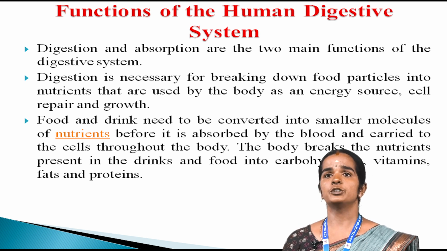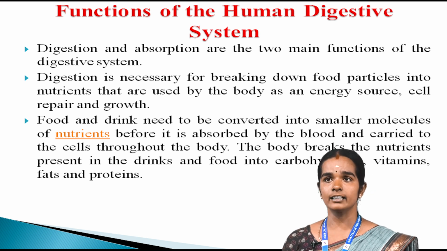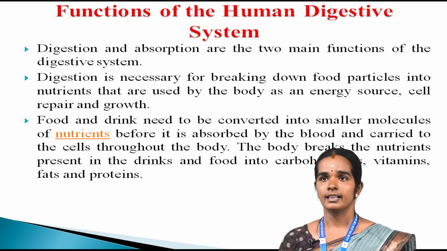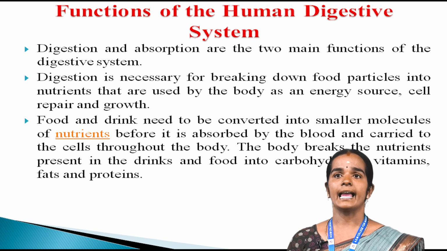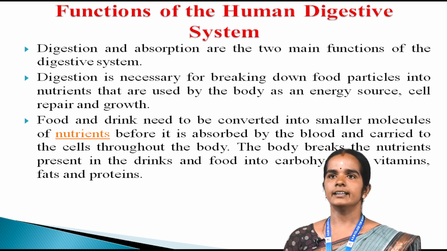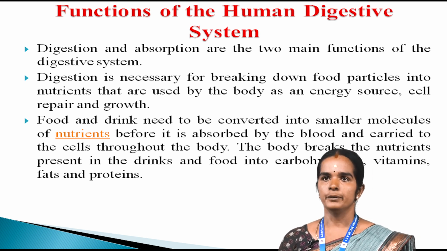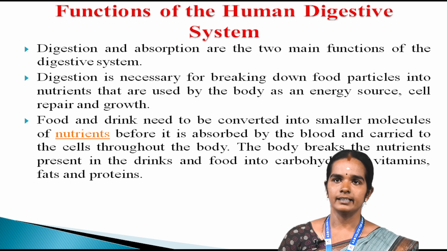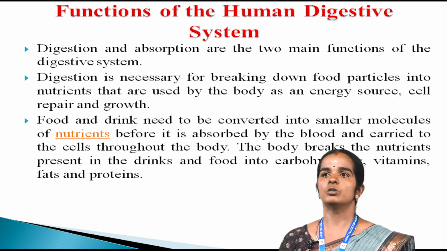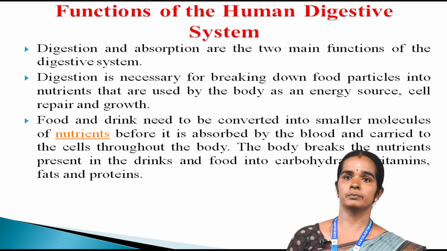This is the function of the human digestive system. Digestion and absorption are the 2 main functions of the digestive system. Digestion is necessary for breaking down food particles into nutrients that are used by the body as an energy source, for cell repair and growth. Food and drink need to be converted into smaller molecules of nutrients before they are absorbed by the blood and carried to the cells throughout the body. The body breaks the nutrients present in drinks and food into carbohydrates, vitamins, fats and proteins.